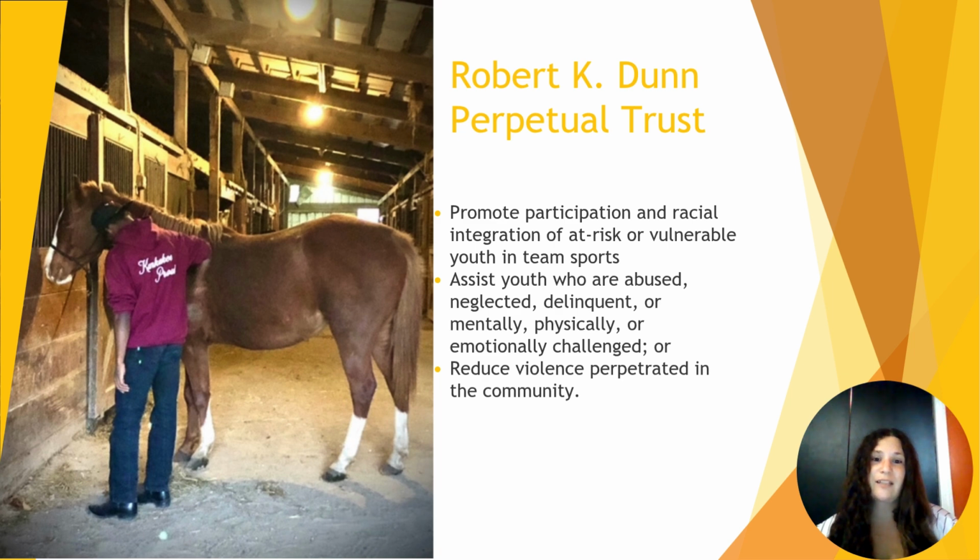Next one is the Robert K. Dunn Perpetual Trust. The trustees that manage this fund believe that it's necessary to invest its limited funds where they will have the greatest impact on youth. So priority will be given to projects and programs directed at youth that fall into the following categories. These are ones that promote participation and racial integration of at-risk or vulnerable youth in team sports, assist youth who are abused, neglected, delinquent, or mentally, physically, or emotionally challenged, and reduce violence perpetuated in the community. So this one is mainly geared towards youth programs, and then ones specifically that fit into those three categories.